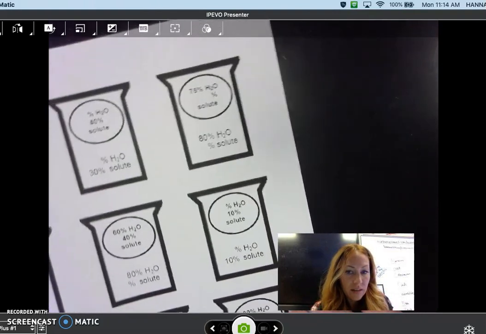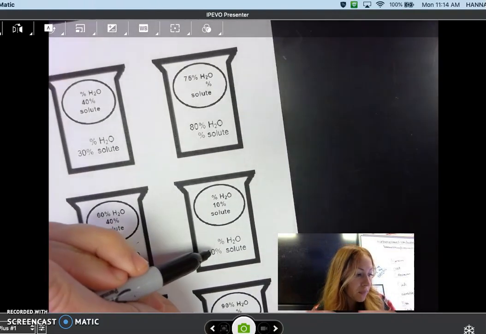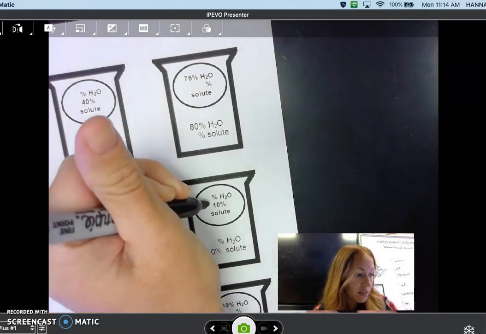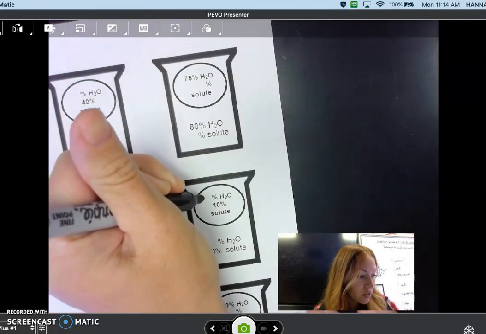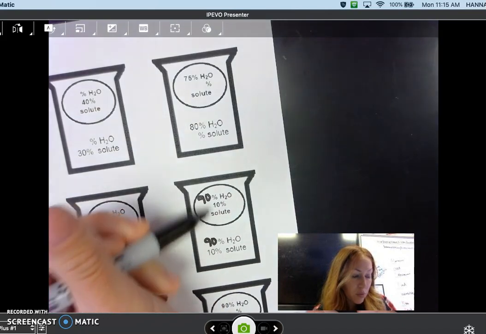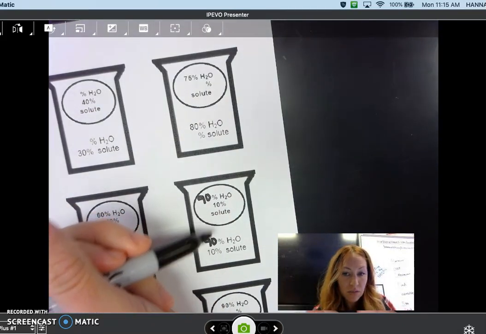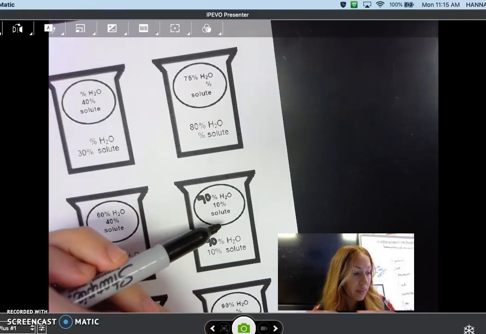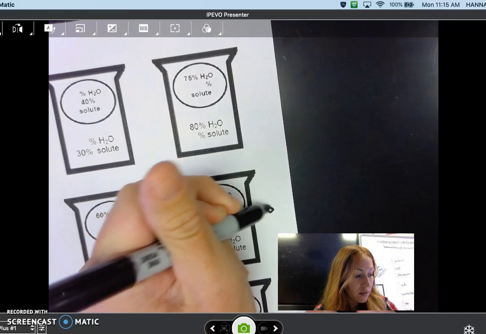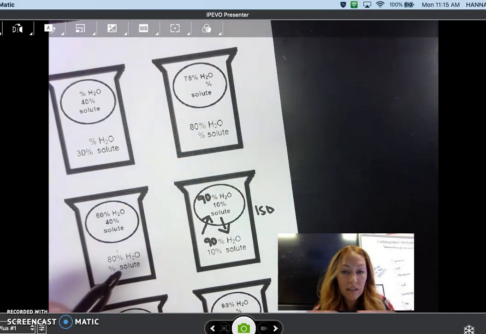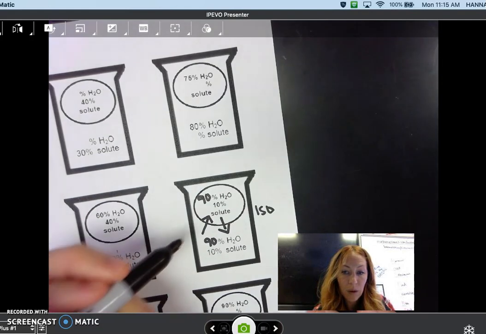Let's look at this one right here. The solutes are the same. That means that the water is going to be the same, and they add up to 100, so that means they're both going to be 90. If they're both equal, that should remind you of the solution type that means equal, and that's isotonic. That means that water is going to move in and out at an equal rate. That's what we want. That's a good thing.